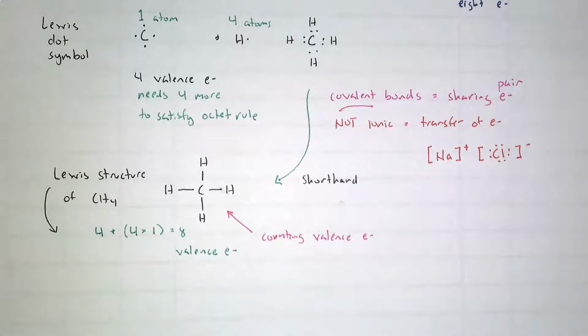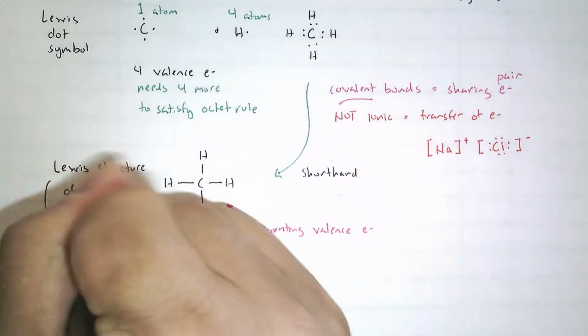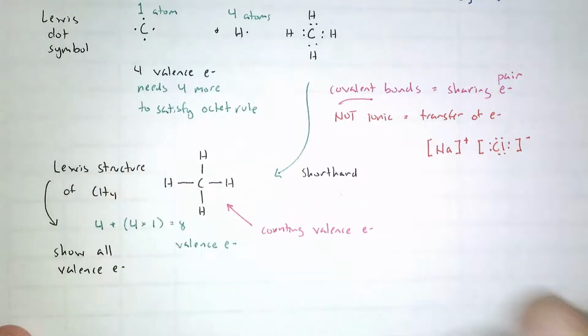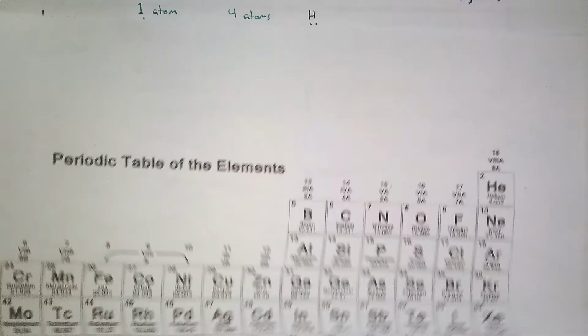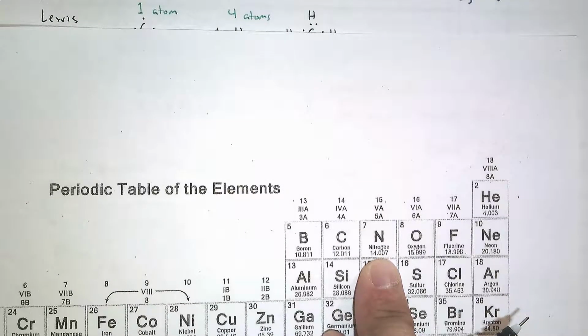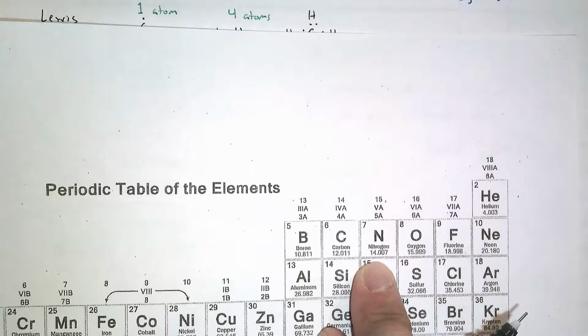Let me just emphasize again, Lewis structures show all valence electrons. Okay. Let us take a look at nitrogen. Let's try one more example before we make a table of valence electrons and bonds. Nitrogen here has how many valence electrons?